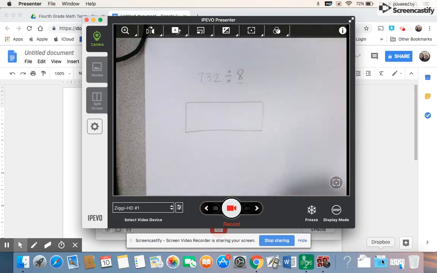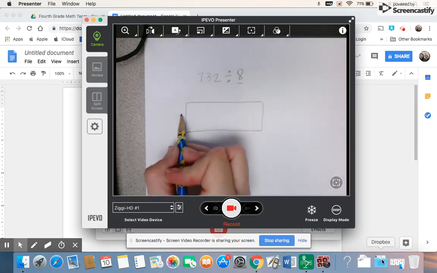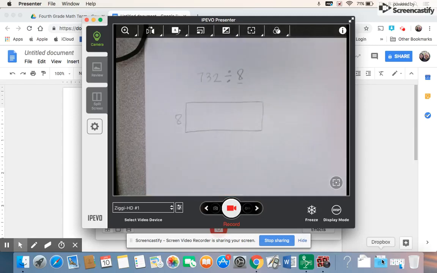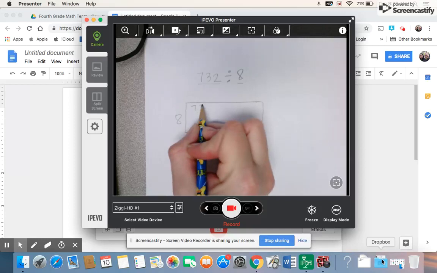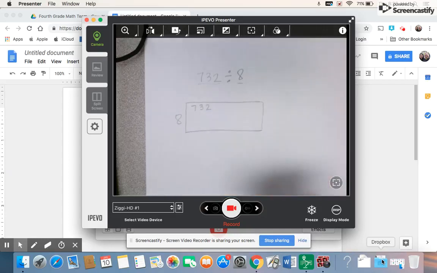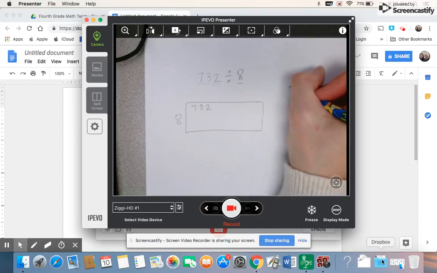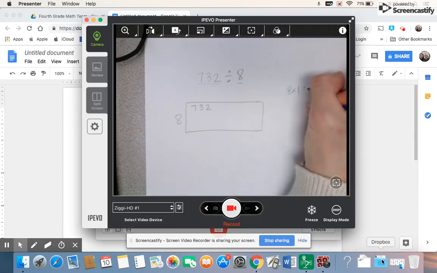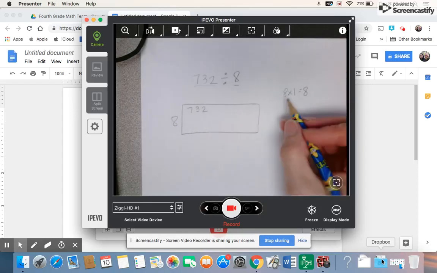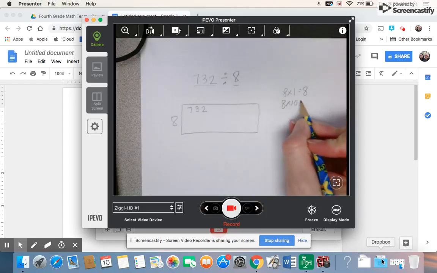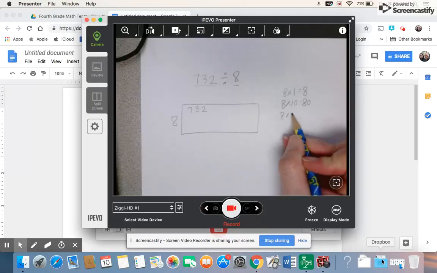Your divisor, which is the number of groups, goes on the outside of the box. Your dividend, the number being divided, goes on the inside of the box. Then on the outside over here, we want our students to do some brainstorming about the divisor. So we always tell them to start with, of course, 8 times 1, which would be 8. Then we tell them to go up. Well, let's see what 8 times 10 would get us. Then we tell them to keep going.